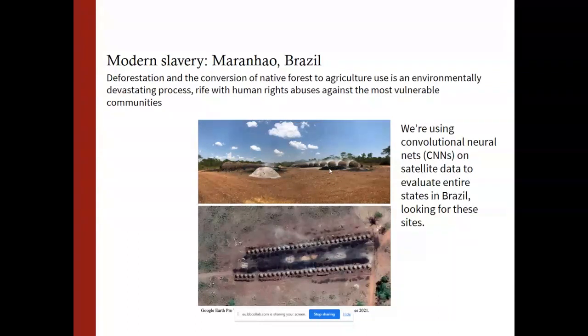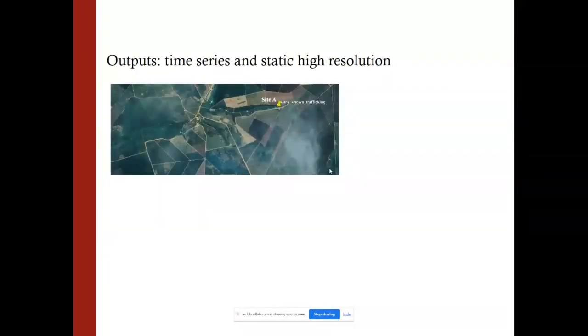So we're using some very basic convolutional neural nets, mostly stuff pulled straight out of the box. And we're using cheap satellite data in order to find these locations. So it's a nice win for machine learning. And part of the win is something like this, just to give you a sense of how we're partnering with the federal prosecutors, with the folks inside of Brazil.